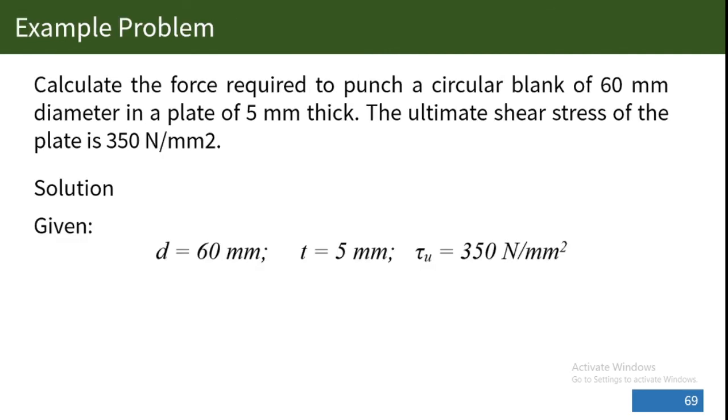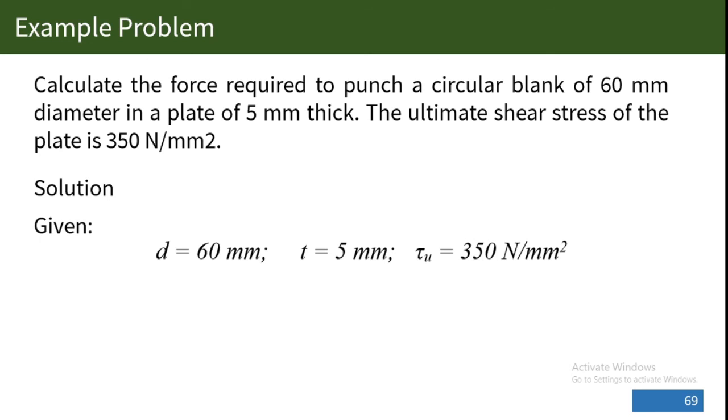Okay, so let's take a look at this example problem. This is a simple problem of punching a circular hole out of a metal plate. Calculate the force required to punch a circular blank of 60 millimeter diameter in a plate of 5 mm thickness. The ultimate shearing stress resistance of the plate is 350 Newton per meter squared.